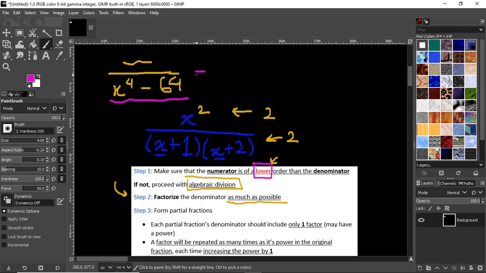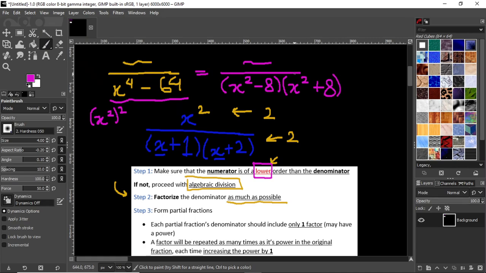So proceeding with this, you get, and this is in the a squared minus b squared form. x to the 4 is basically x squared squared, and 64 is 8 squared. So what you get is x squared minus 8, x squared plus 8, okay, and we can actually factorize this even more.